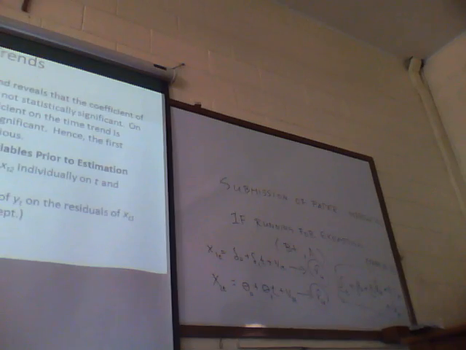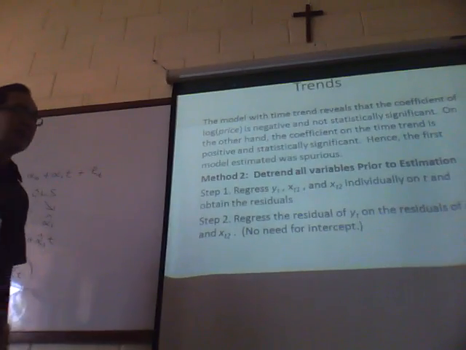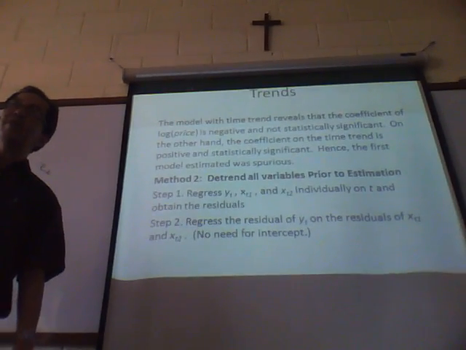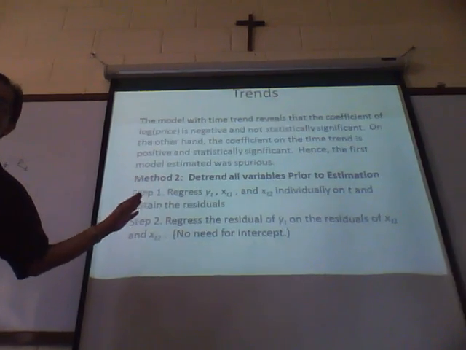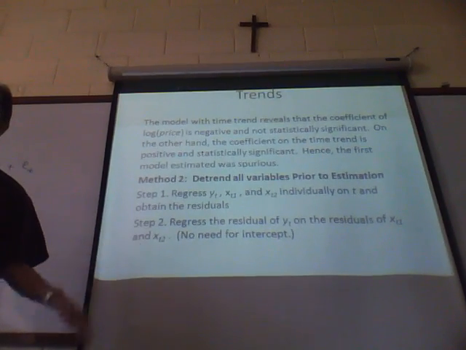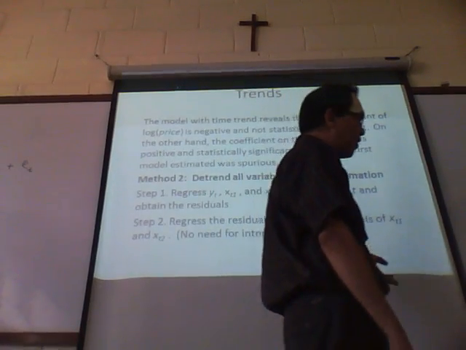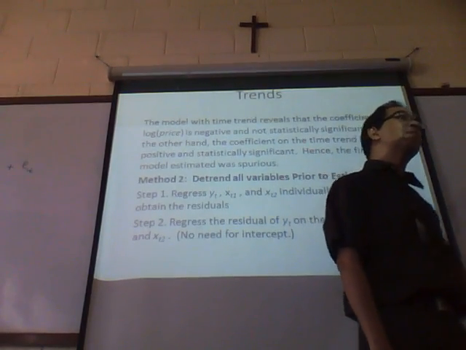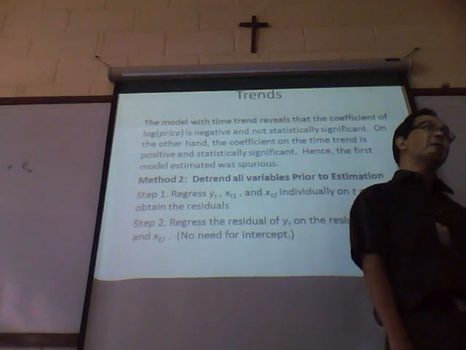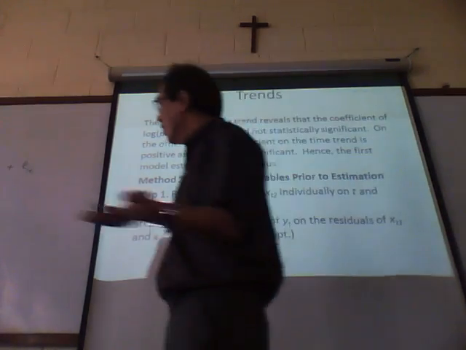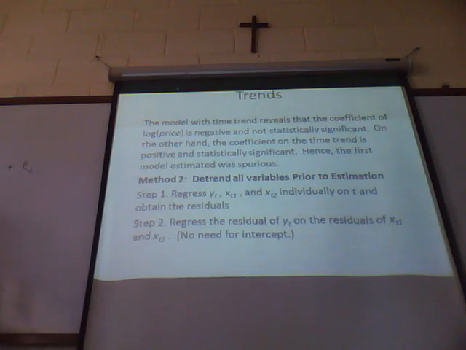Okay? Now, let's see why. So that's the mechanical part of the detrending. Detrending means regress on time, get the residual, and substitute the residual for the original variable. But what's the logic behind that? Okay, let's return to this. The logic behind this is this.